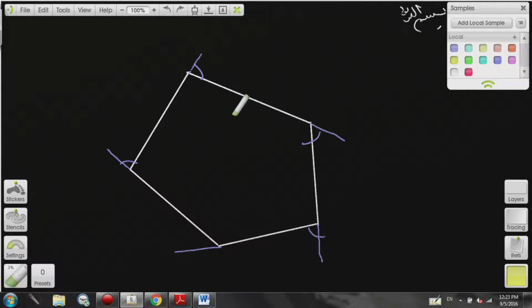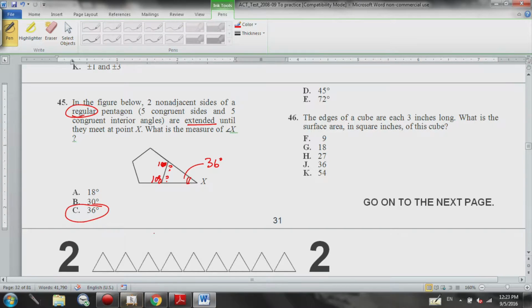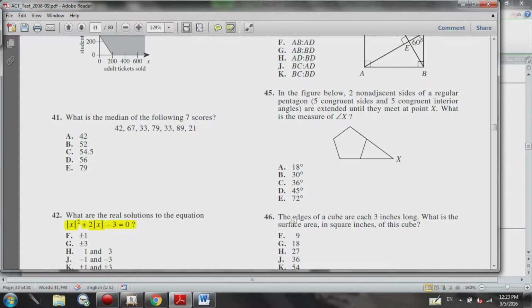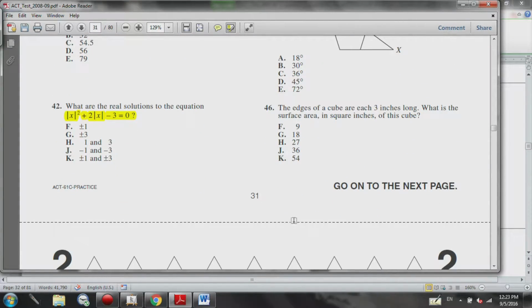So the sum of all of these exterior angles is always the same for any polygon. If it's a pentagon, hexagon, octagon, whatever, n-gon, it's going to be 360 degrees. So that's easy enough. But this question didn't test for that. It tested for this. Okay, that's question 45. So let's do 46.